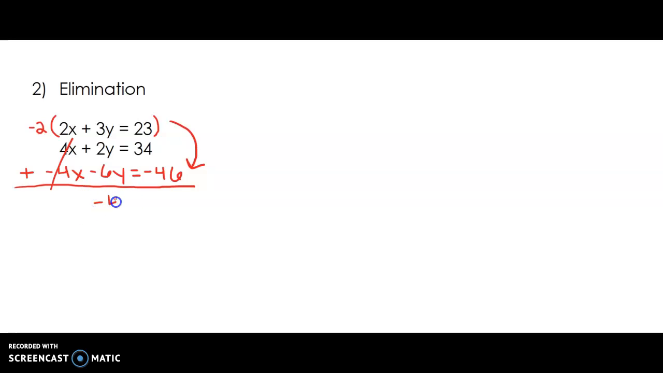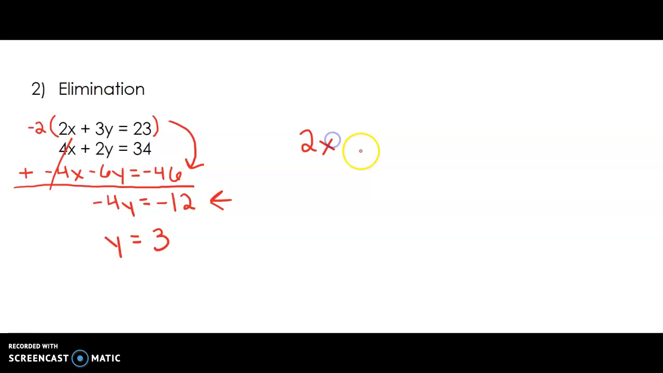Then we get a negative 4y is equal to a negative 12, and when we solve for y, we get y is equal to 3. This is actually really similar to substitution in the fact that what we end up with is an equation that's just in terms of a single variable. What this allows us to do is exactly what we did, solve for that variable. The last thing we need to do is find our x value, and so I'm going to plug in y equals 3 into our first equation.